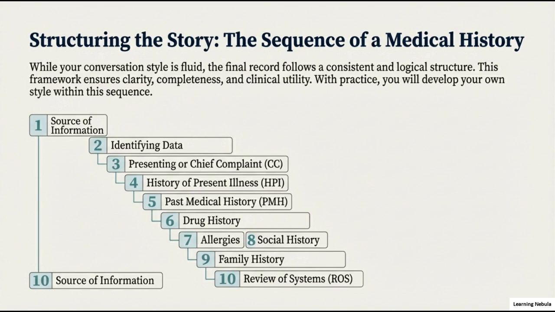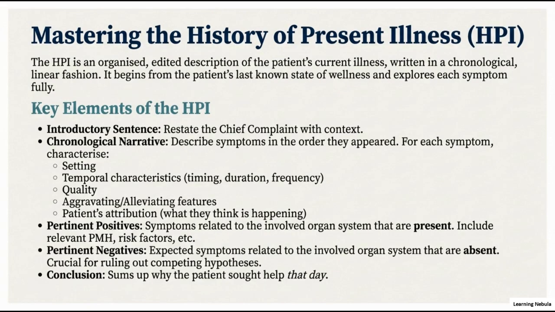So we have the basics at the start. Source, ID data, chief complaint. Then the big one, HPI, or history of present illness. And then all the background context: past medical history, drugs, allergies, social history, family history, and finally, the review of systems. It's a roadmap. So let's deep dive into the most complex part of that map.